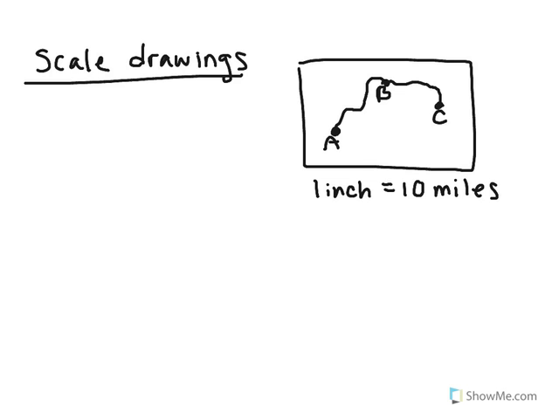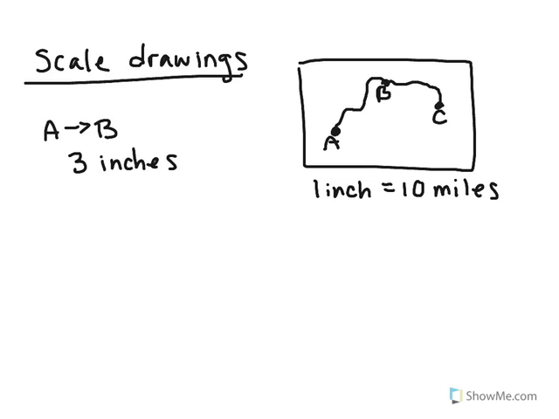So let's say that we have a map and points A, B, and C are cities and the lines in between them are roads. Okay? And on the scale it says that 1 inch on this map is the same exact thing as 10 miles in real life. Now let's say that the distance between A and B, so from A going to point B, takes up 3 inches. Okay?